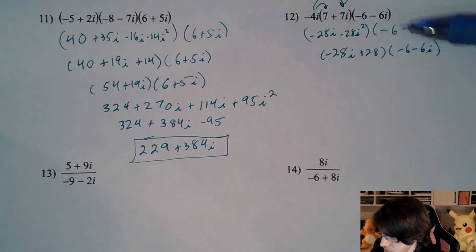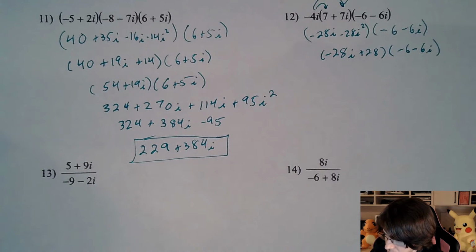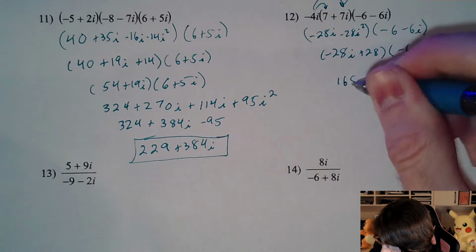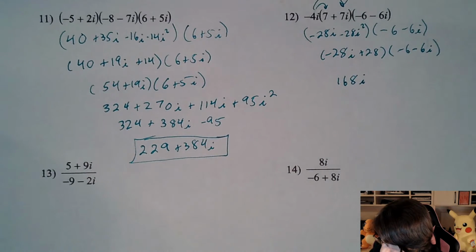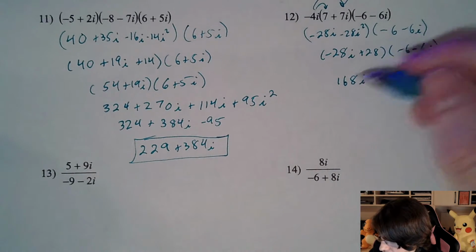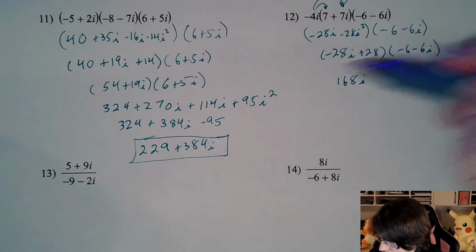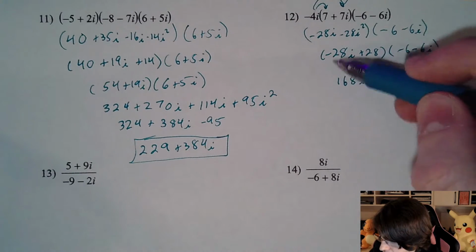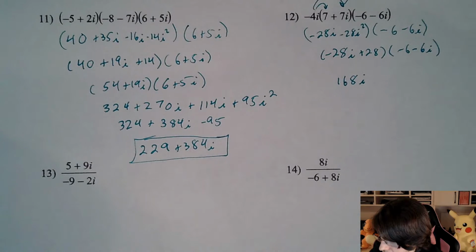So now we've got negative 28 multiplied by negative 6, and what's that going to be? That's going to be... oh boy, 168. So we have positive 168i. Did I do that right? Yep. Okay. And then distributing out, every single one of these is going to be 168, right? It's 168 across the board, because every single multiple ends up being 168 in some way, shape, or form.